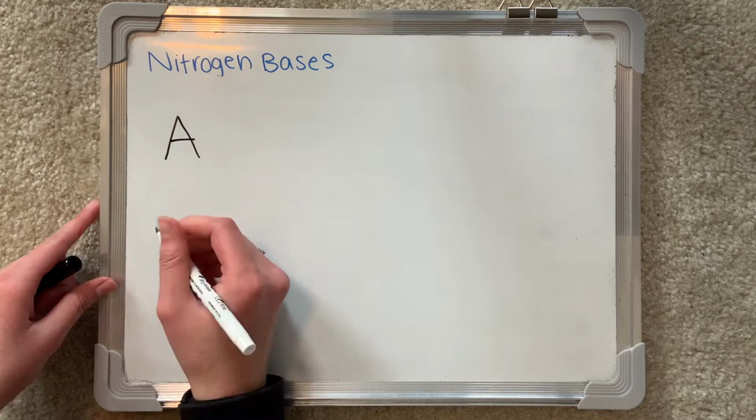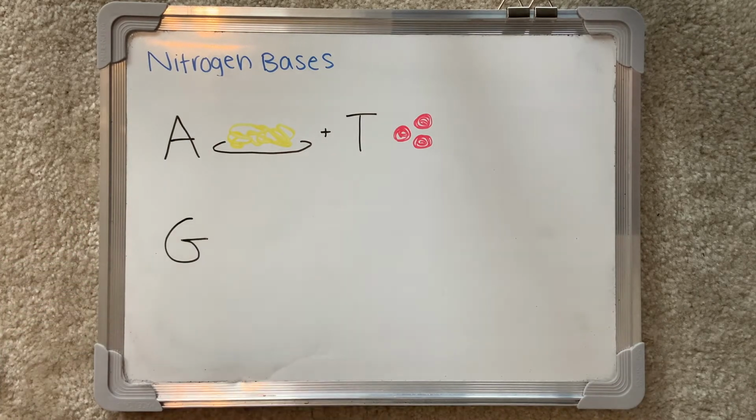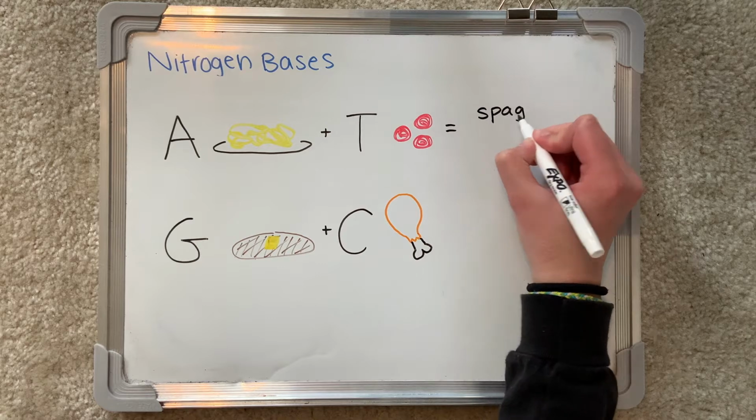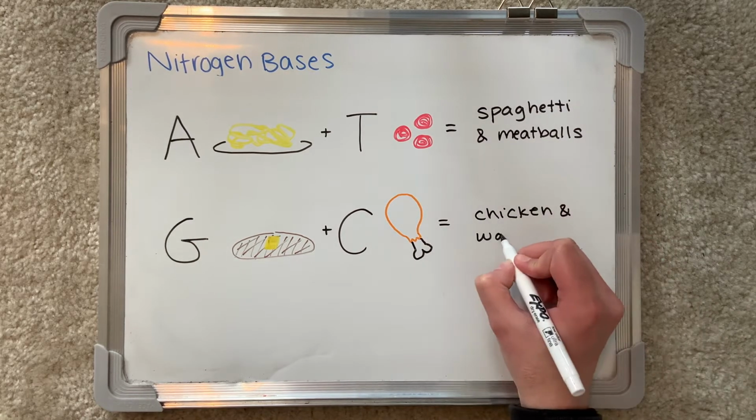To help you remember these base pairs, let's put them in terms of food. We'll think of adenine as spaghetti, thymine as meatballs, guanine as waffles, and cytosine as chicken. When you pair these bases together correctly, you get spaghetti and meatballs and chicken and waffles. If you mix up the pairs to make spaghetti and chicken or waffles and meatballs, your food probably won't taste so good.